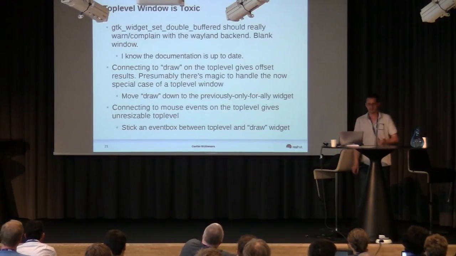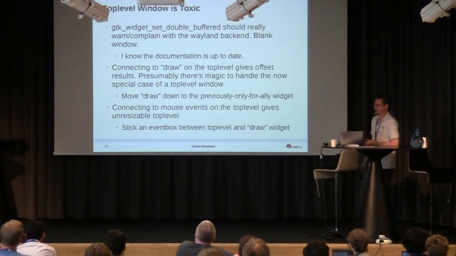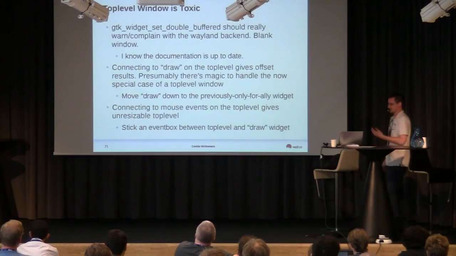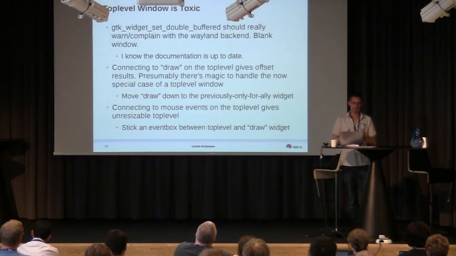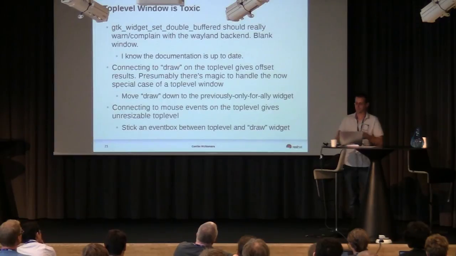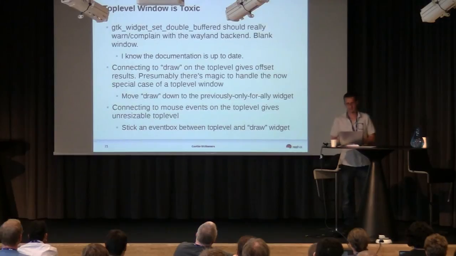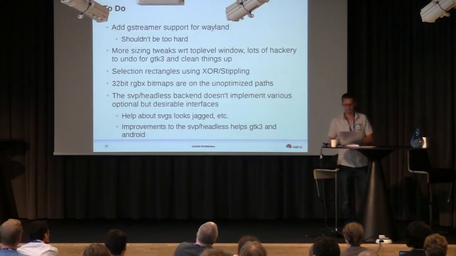The next step is that the window is unresizable, and it's a similar problem again. We're connecting to mouse events on the top level window, and it doesn't work. Again, it's straightforward: put an event box into the stack as well, and start listening to mouse events and gesture events on that window. So basically, the top level window is completely toxic, don't rely on it. Similar problems still remain for sizing of the window; we need to work with the child and that top level.